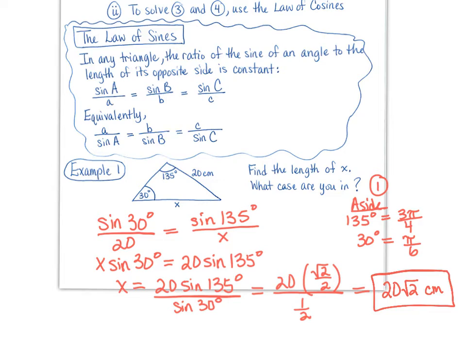Can you repeat what you did with the 1/2 there at the end? Dividing by 1/2 is the same thing as multiplying by 2. So you would have 20 times the square root of 2 over 2 times 2. Then these 2's cancel. What other questions do you have?